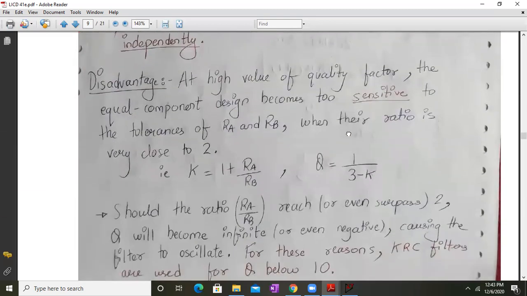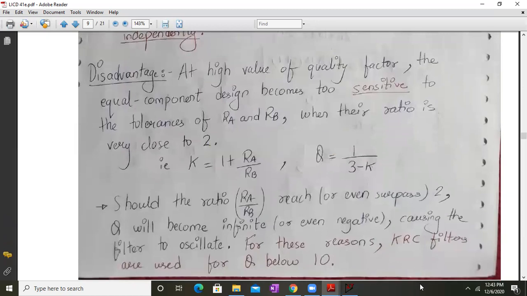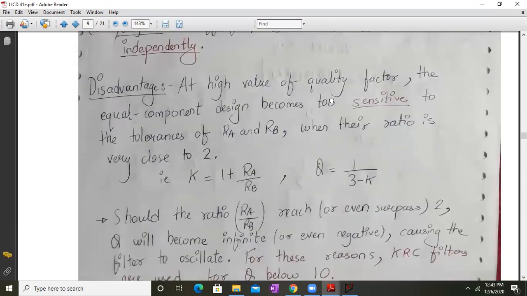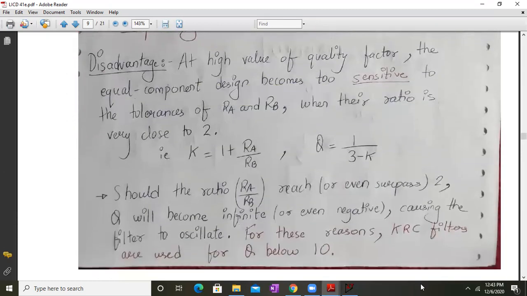Now, the disadvantage of equal component design is that at a high value of quality factor, it becomes too sensitive to the tolerance of RA and RB. When K is close to 3, that means RA upon RB reaches 2, and Q will try to go to infinite or even negative, which will cause the filter to oscillate. So for these reasons, KRC filters are used for quality factor lesser than 10.